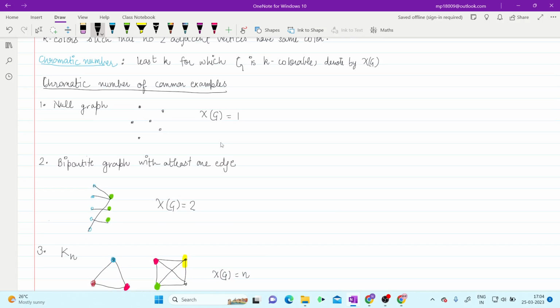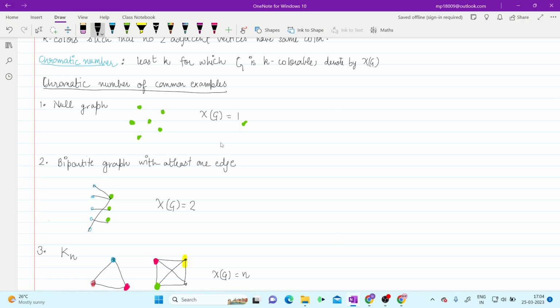First is a null graph. By null graph we mean a graph which has no edges. Since there are no edges, we can color all the vertices by the same color, say green, and the rule is trivially satisfied. So we see that the chromatic number of a null graph will be 1.